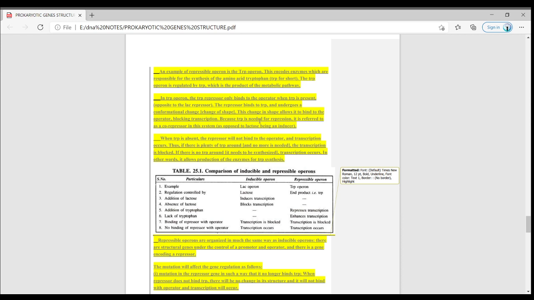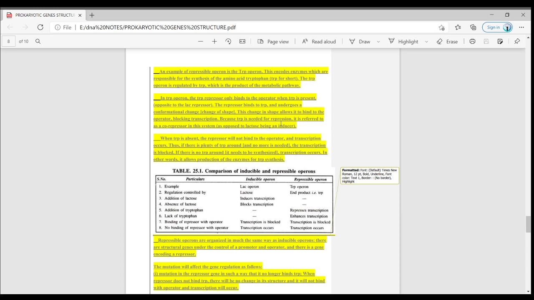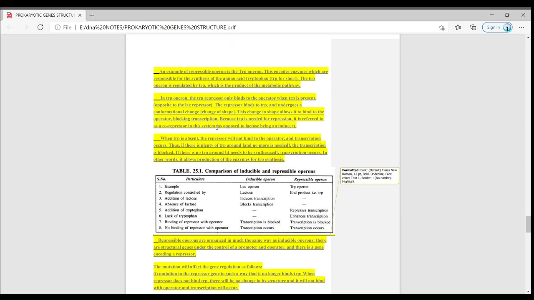So because tryptophan is needed for repression, it is referred to as a co-repressor in this system, as opposed to lactose being an inducer. So the tryptophan operon is the repressible operon model. Tryptophan repressor means it will bring about the stop in the transcription mechanism of the protein synthesis.